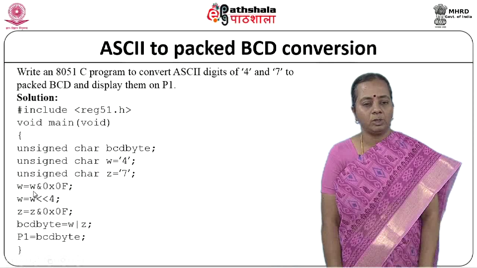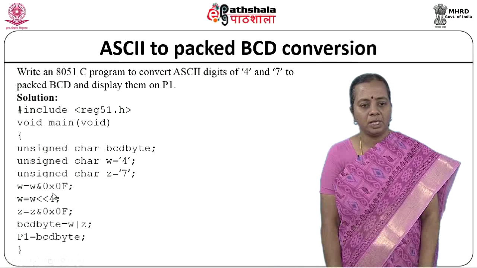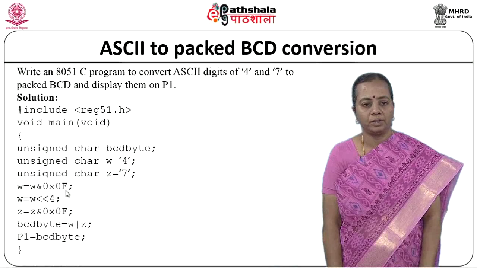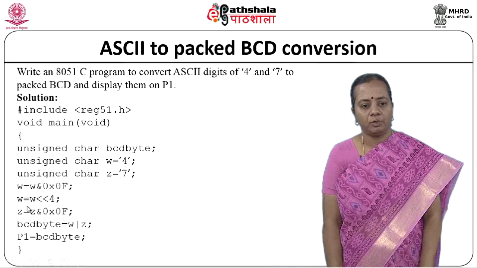Now, W is equal to W ANDed with 0F. So, we will be getting something like W is nothing but 4, 4 is getting ANDed with 0F. So, now we will be getting 0 and 4 ANDed. So, we will be getting the 4 over there, which will be shifted left by 4 positions.